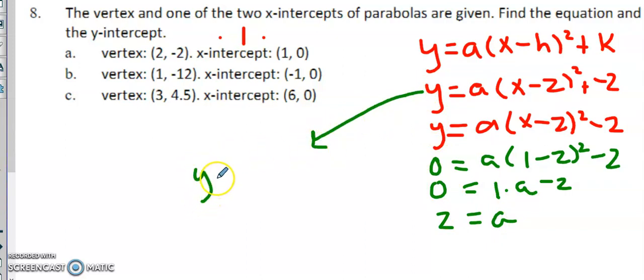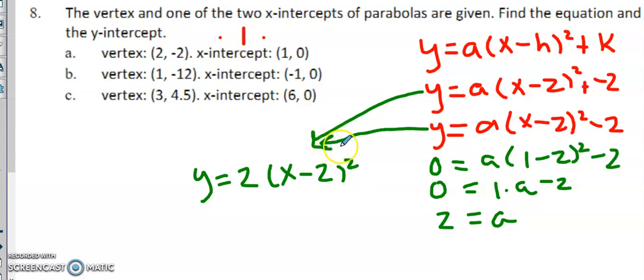So this is my vertex form. Now we know the a value. So we're going to replace a with 2, and it'd be x minus 2 squared. I guess I could use this one here as well. Minus 2.